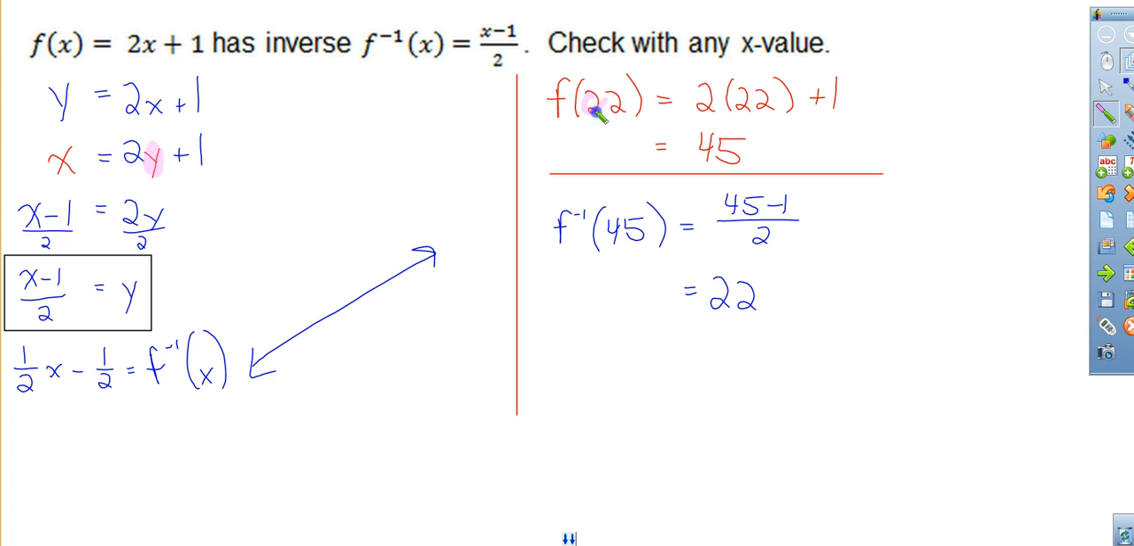So you'll see that starting in the original function, plugging in one value, you get a result. Putting that result into the inverse, you get what you started with. So this is in fact a function and an inverse function because of that property there.